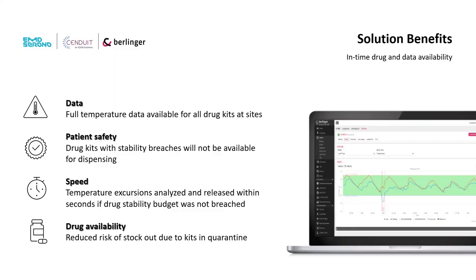So that increases the speed of the review because the system is doing that and has all the stability budget stored. So kits get released immediately. And due to that, sites obviously have that drug available immediately for use. So it's not that once a shipment, for example, arrives, they need to wait several days before the decision is taken whether the kits can be used or not. And in that time, they might have a patient coming that would need some of those kits in that shipment and cannot be treated appropriately.